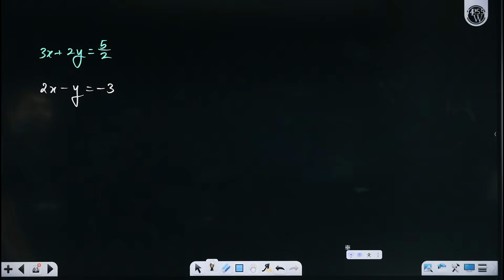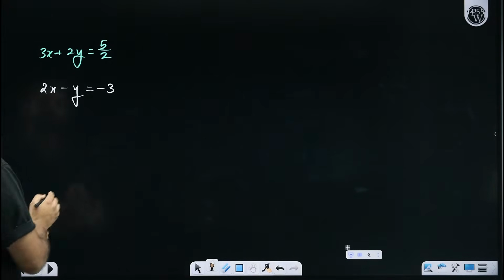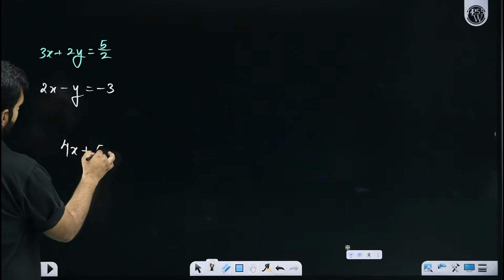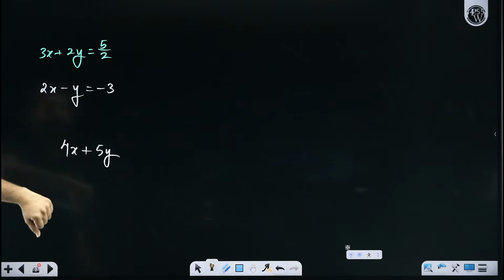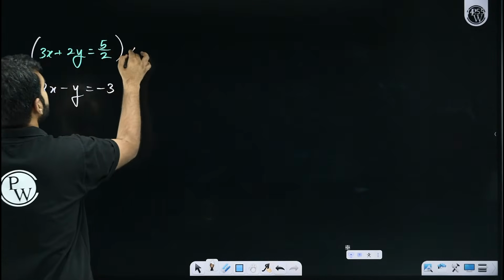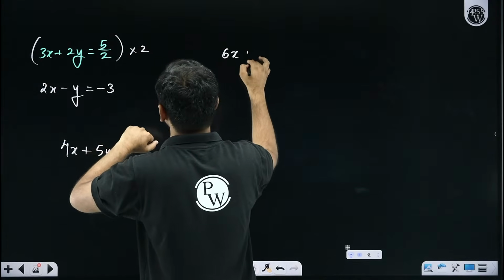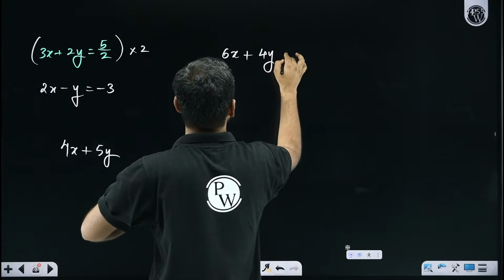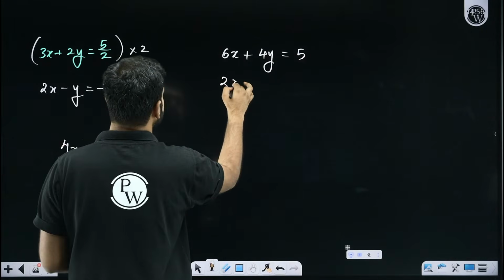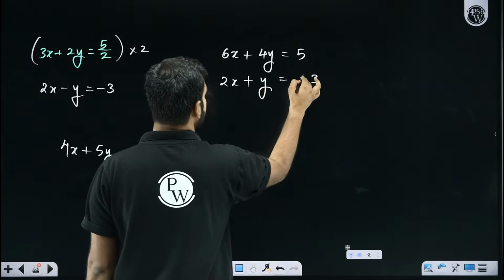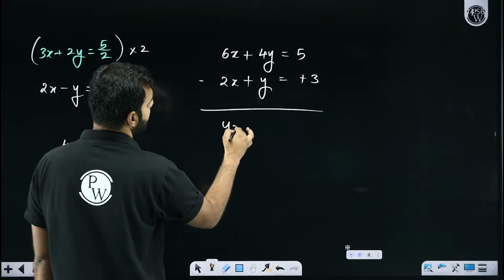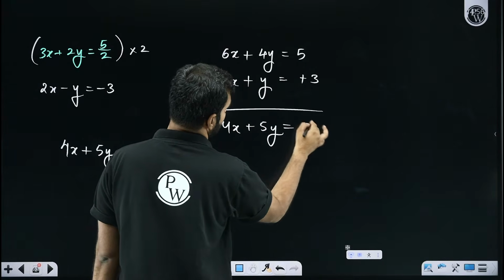4x plus 5y, I need 4x plus 5y. I think I need to solve this because by simply applying any operation, can I get 4x plus 5y? To get 4x plus 5y, let's say I double it and then I subtract it. I think that also will do. I'll double it. So if I double it, what will I get? I'll get 6x plus 4y is equal to 5. What is it? It is 2x minus y is equal to minus 3. So if I'm subtracting it, minus 2x plus y plus 3. So I think this, when added, 4x plus 5y is equal to 8. So 8 will be your final answer.